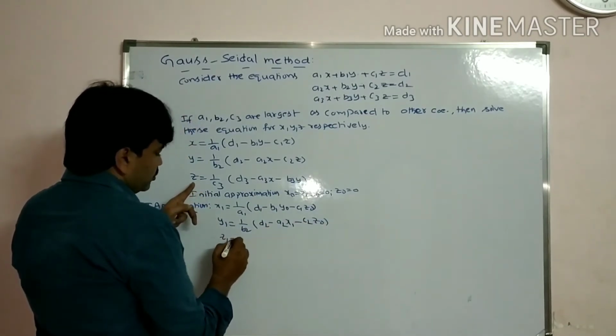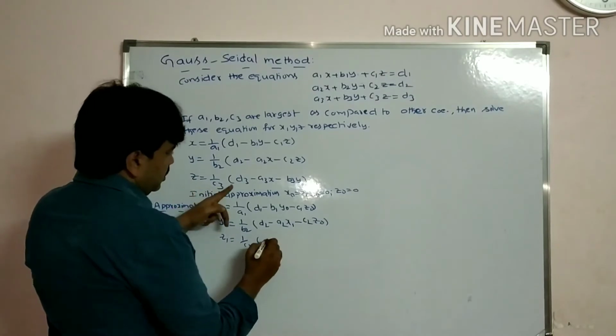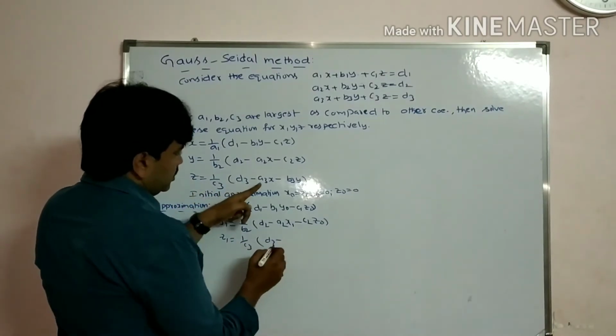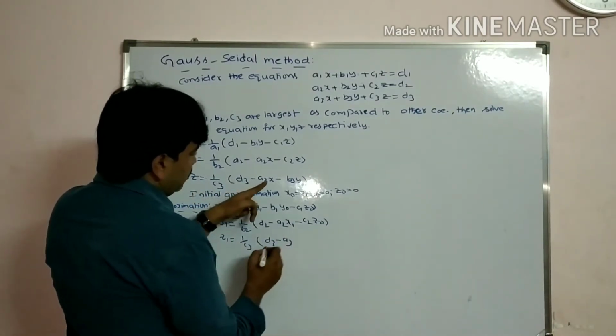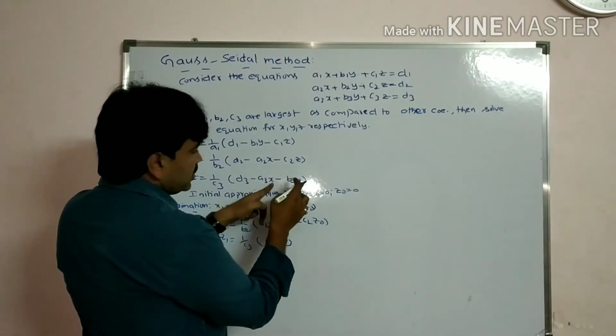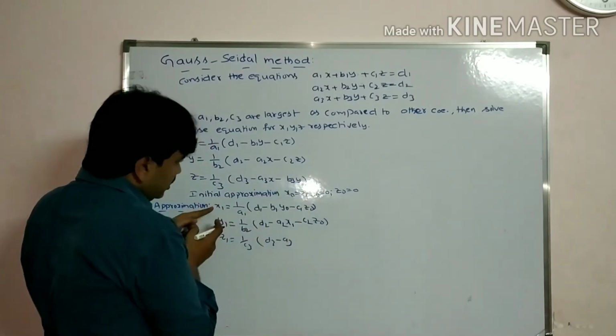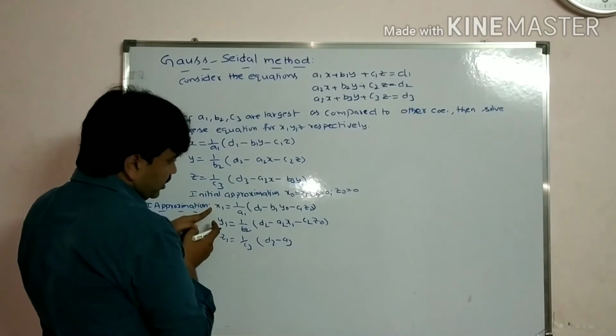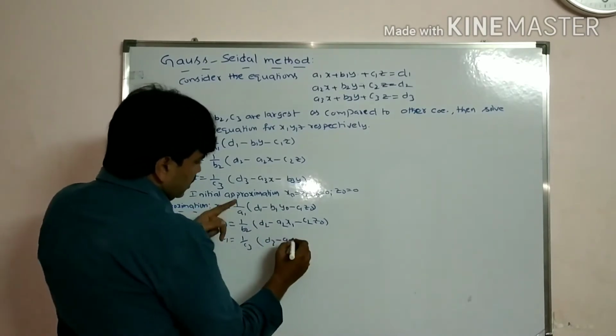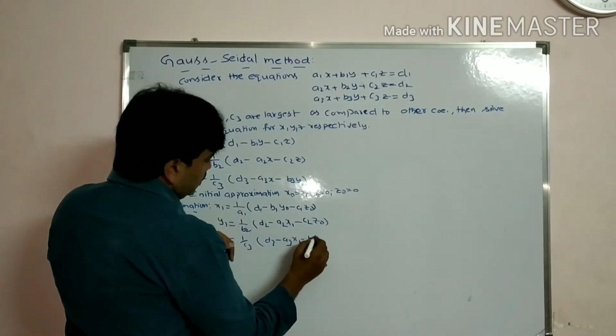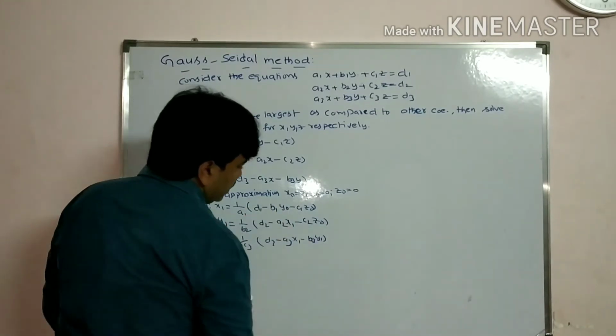Now z1: 1 by c3 into bracket d3 minus a3 and so on. Previously we substituted x0, y0, but we have already found x1 and y1. So write here a3 x1 minus b3 y1.